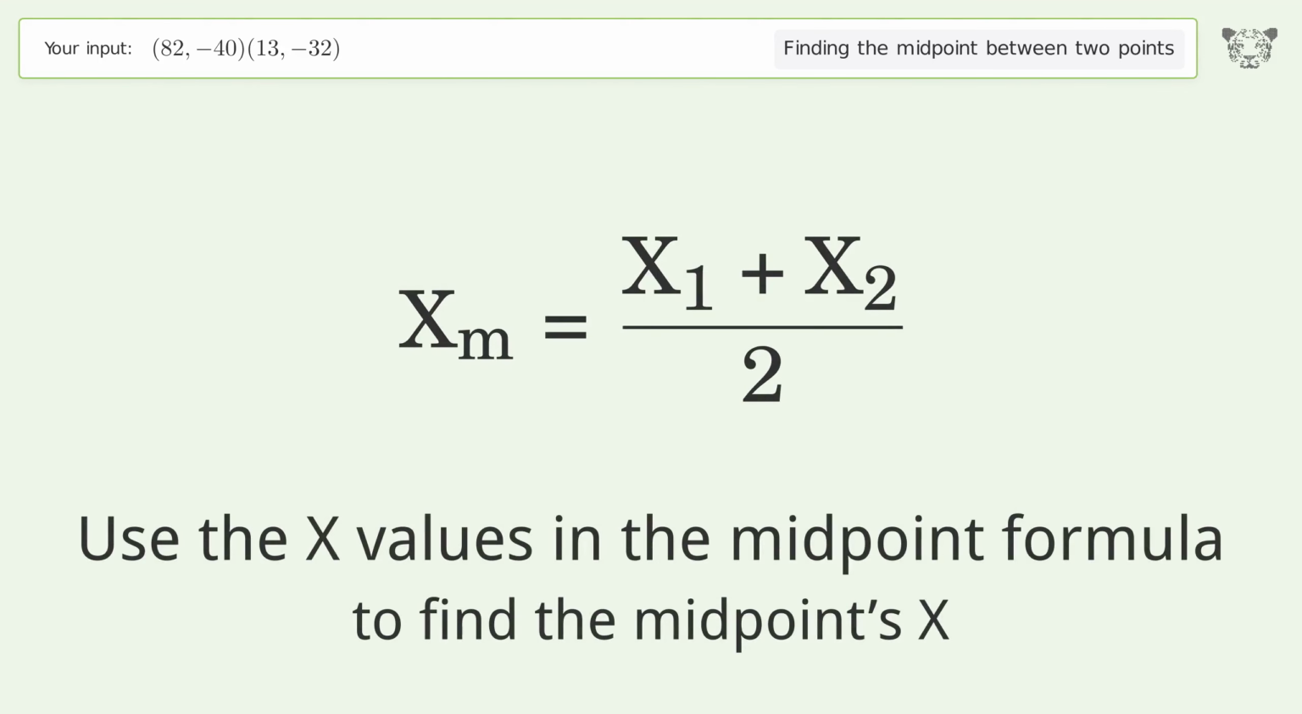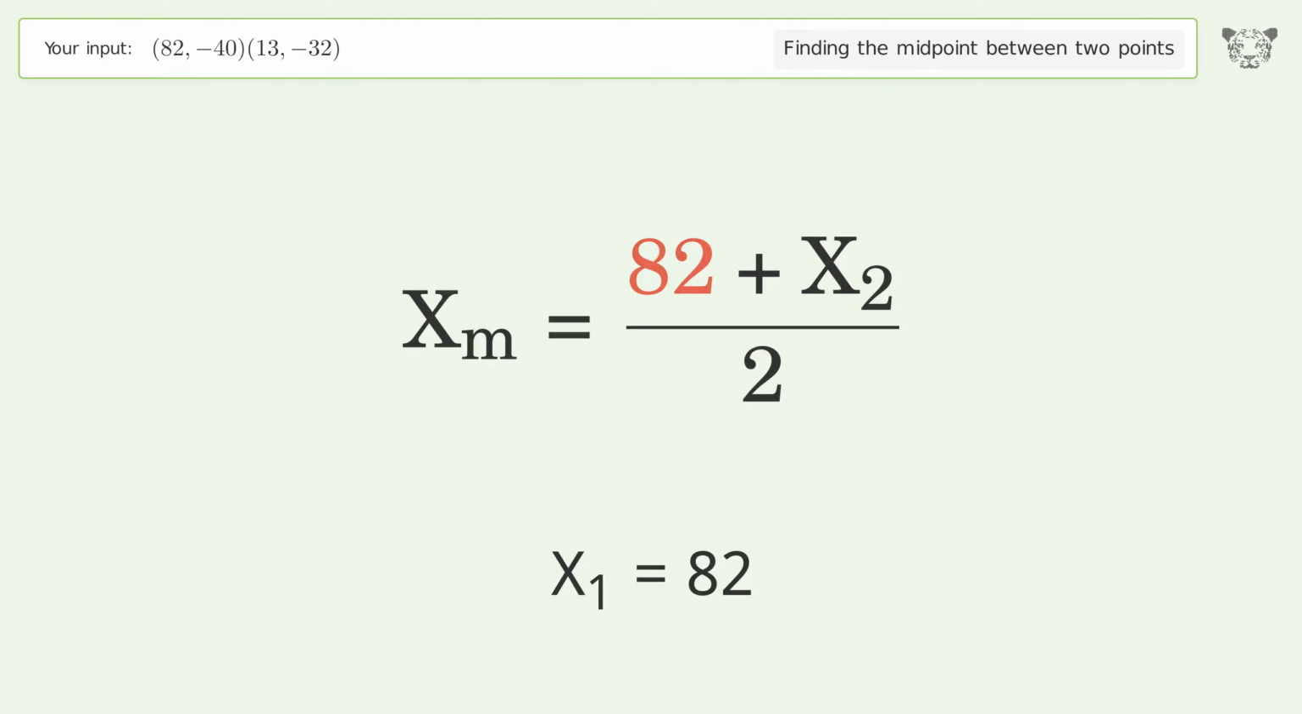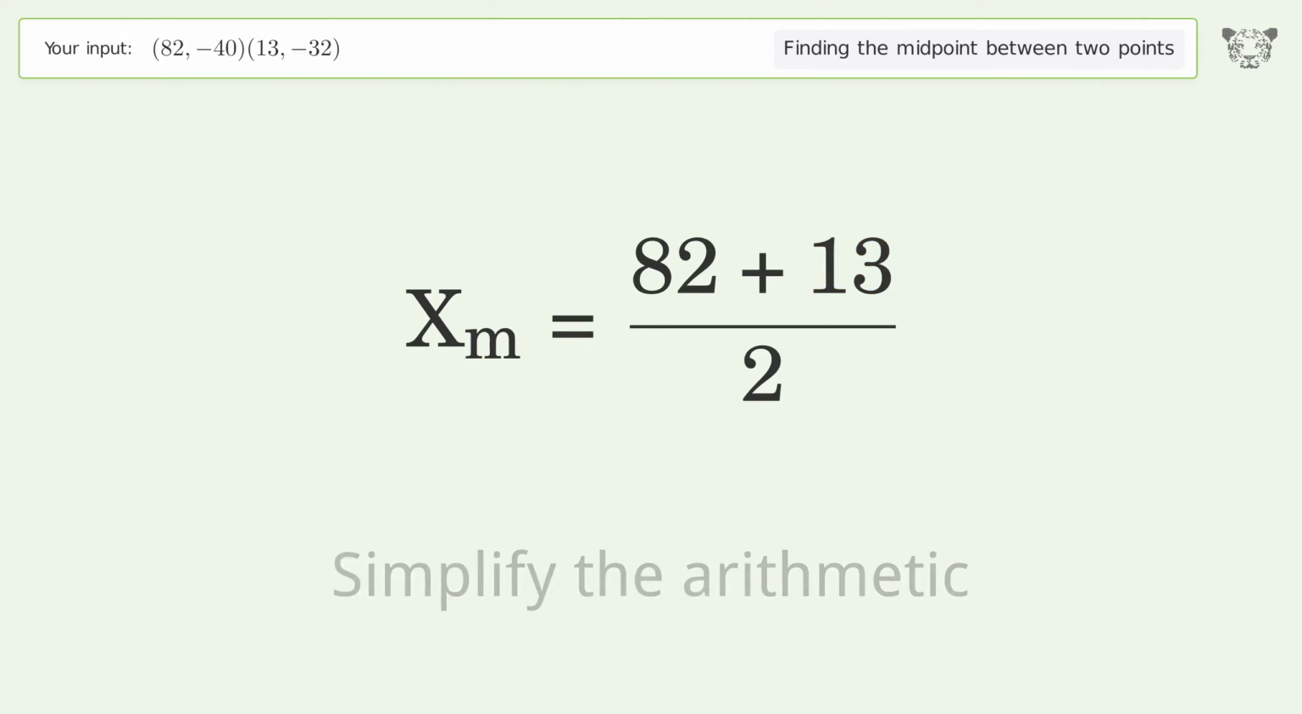Use the x values in the midpoint formula to find the midpoint's x. x1 equals 82. x2 equals 13. Simplify the arithmetic.